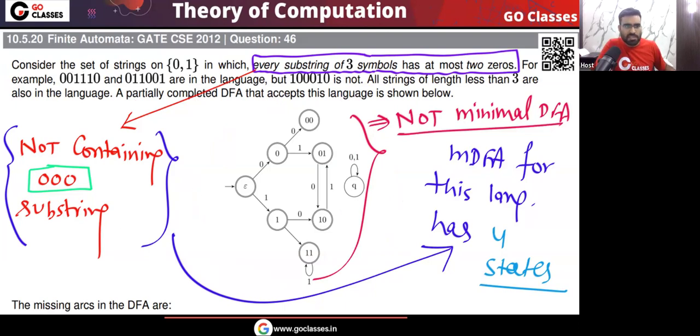Remember the question is saying that a DFA is given to you. The question is not saying that it is a minimal DFA. It is not a minimal DFA because for this language, every substring of three symbols has at most two zeros. This simply means not containing triple zero substring. If you create the minimal DFA for this language, there will be four states in it. So the DFA given to you is just a DFA, not a minimal DFA. Now we have to find what are the missing transitions.